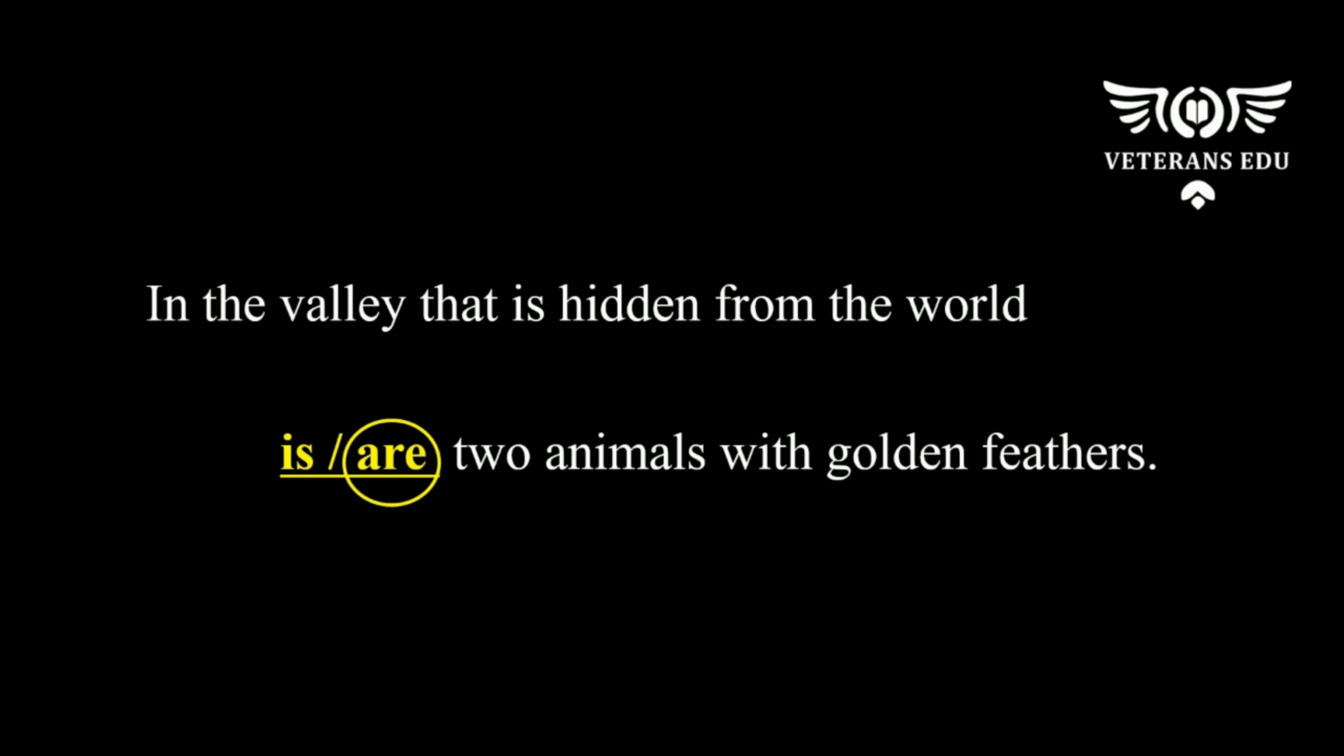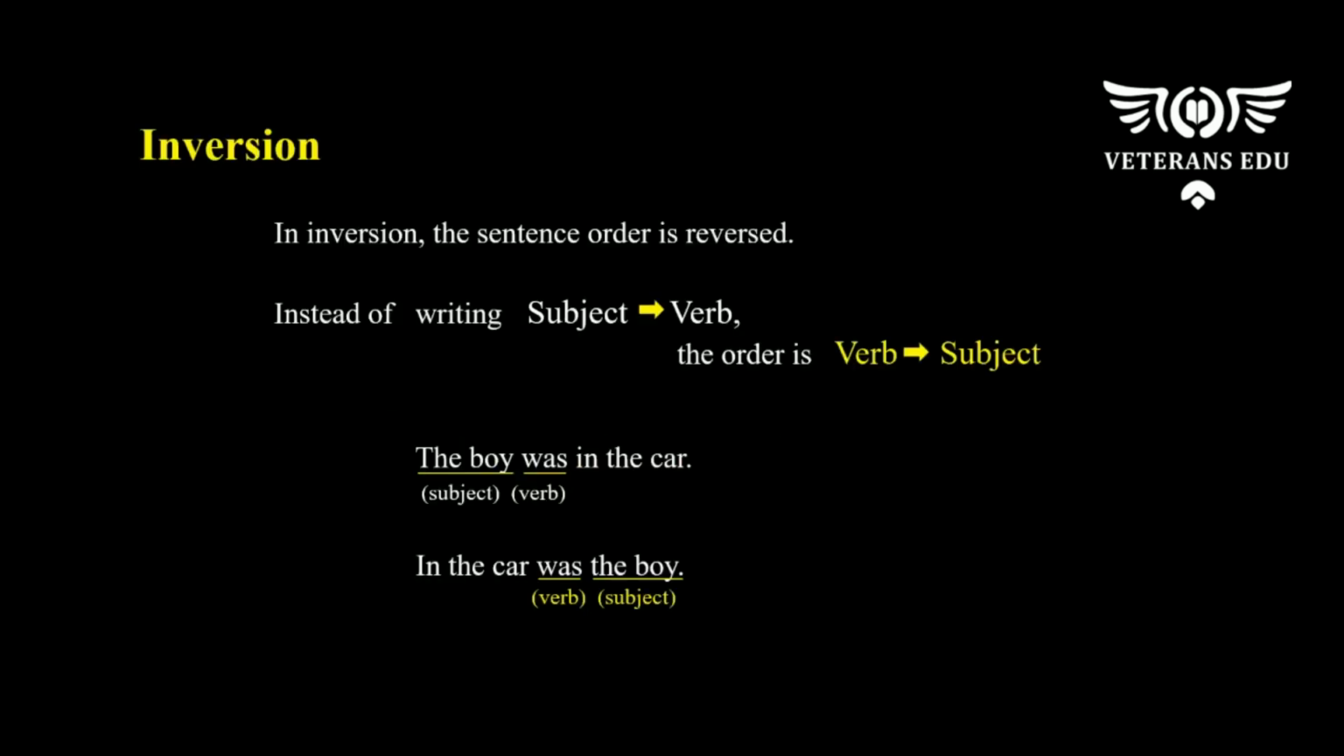And this is because the subject of the sentence is not the valley, not the world, but two animals. And here's what's interesting. Did you notice that the verb came before the subject? This concept is called the inversion, where the sentence order is reversed. So instead of writing the subject first and then the verb, the order becomes verb and then subject.